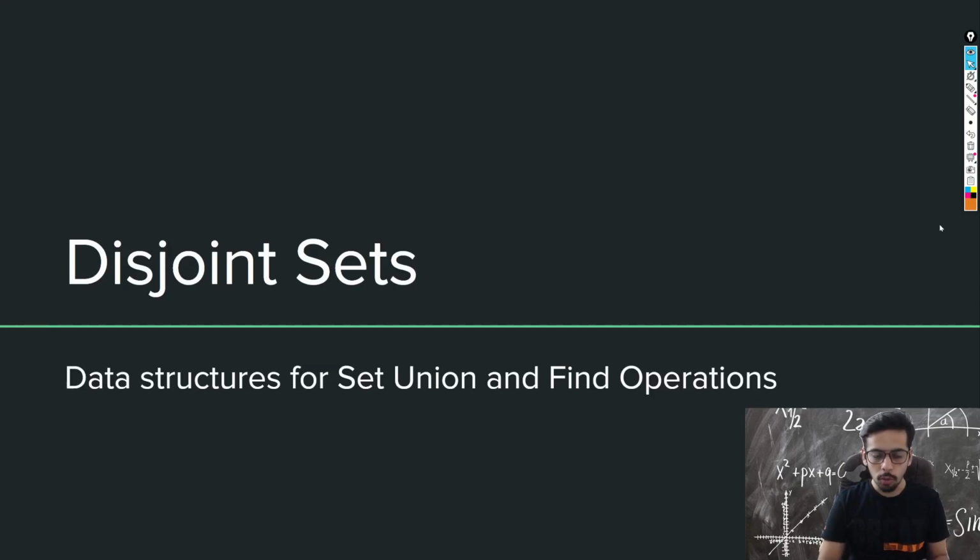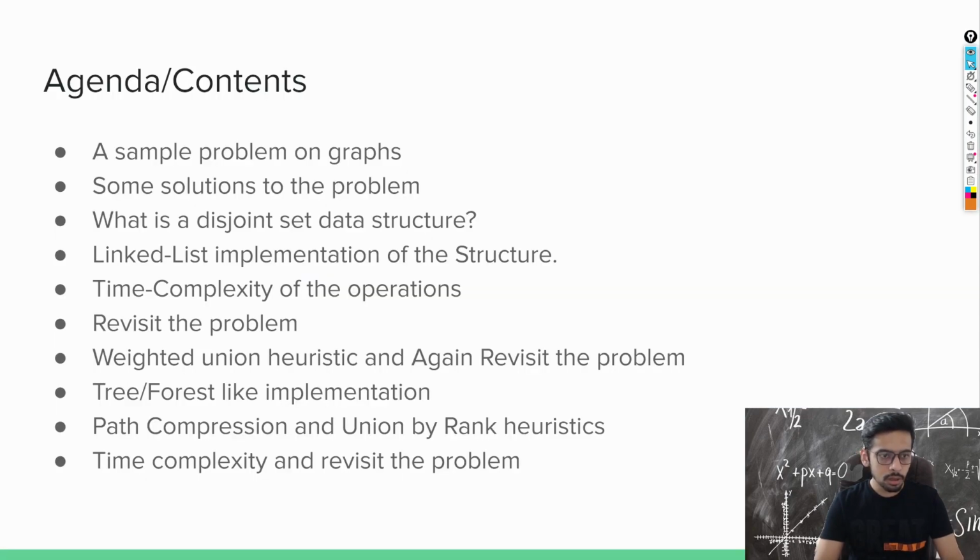In this video, we will talk about disjoint set data structures and the operations provided by these structures, namely union and find. So if you want to solve some tough problems or you are just interested in knowing more about data structures, this video is for you. So we're going to talk about a sample problem on graphs and we'll try to solve that problem incrementally, by learning disjoint set data structures. We'll see how we can improve the complexity of the initial solutions we come up with.